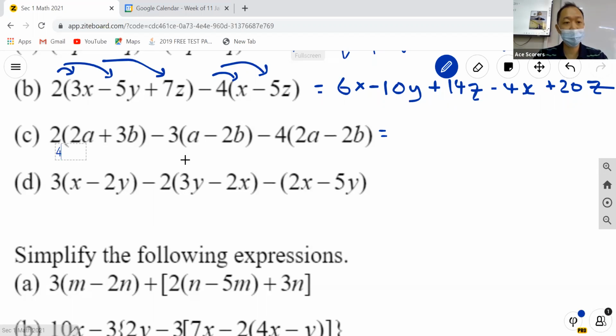So this one will become 4a plus b, then minus 3a plus 6b again, and after that minus 8a plus 8b.